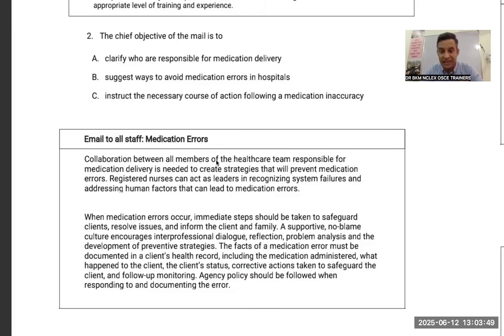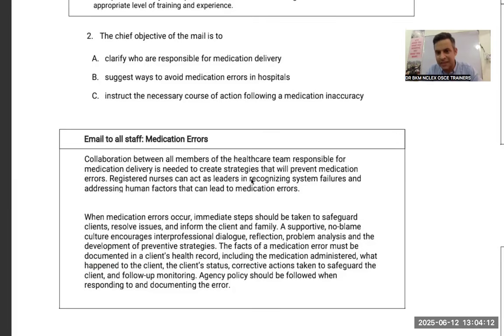So basically, the healthcare team that is responsible for medication therapy is needed. So what is needed? The healthcare team is needed. It is passive voice, that means we require a healthcare team that will prevent the medication errors. So basically this email is for the whole staff, about how we can prevent the medication errors.